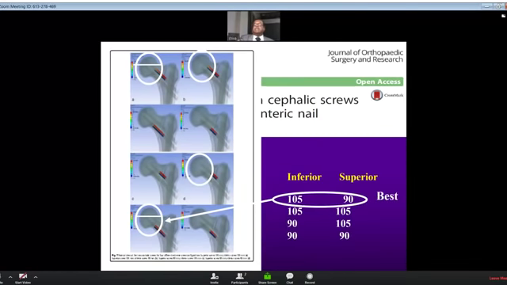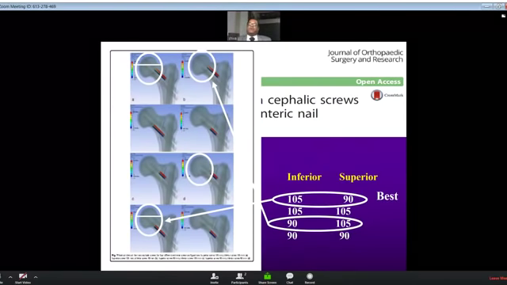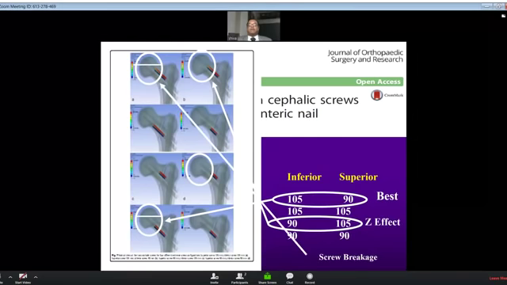That gave the best outcome. And when the inferior screw was shorter and the superior screw was longer, that is inferior screw 90 millimeter, the superior screw... this is an arbitrary figure I have written, not from the article, just for understanding purpose. When the superior screw is longer and the inferior screw is shorter, the load is taken totally by the superior screw, Z effect will happen.